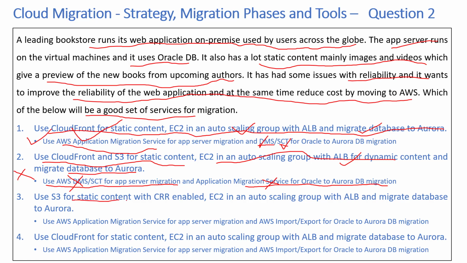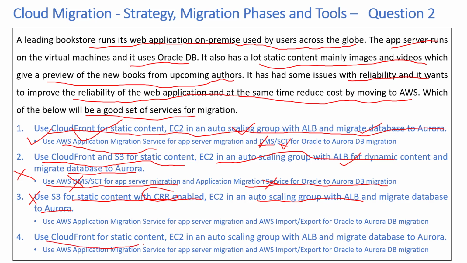Use S3 for static content with cross-region enabled, EC2 in auto-scaling with ALB, and migrate the database to Aurora. Okay, so the problem here is that it is being accessed globally. So even if you enable multiple buckets with cross-region replication, it will still not solve your problem of low latency from accessing across the globe. So that means it might not be a good option. You can enable CRR only for a few regions; you cannot have it across all the regions in the world. So yeah, this is not a good fit.